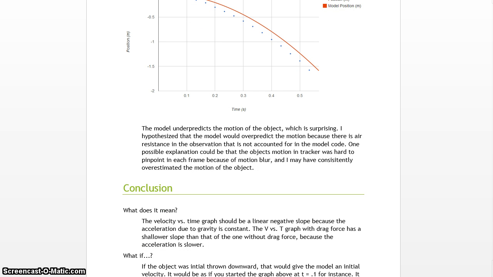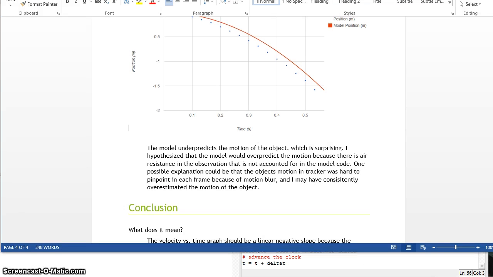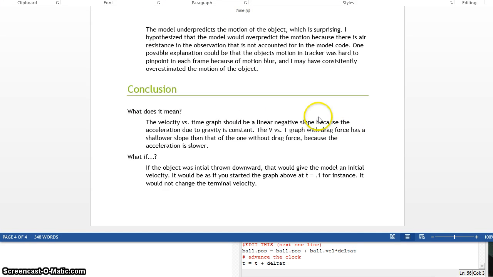Conclusion. What does it mean? The velocity versus time graph should be a linear negative slope because the acceleration due to gravity is constant. The v versus time graph with drag force has a shallower slope than the one without drag force because the acceleration is slower due to drag force.